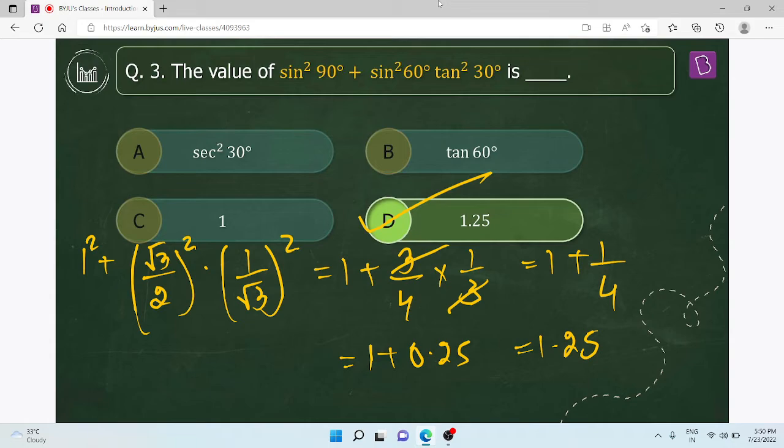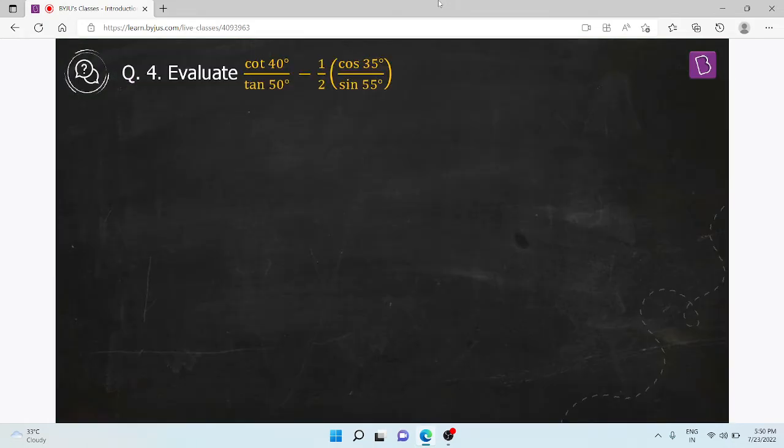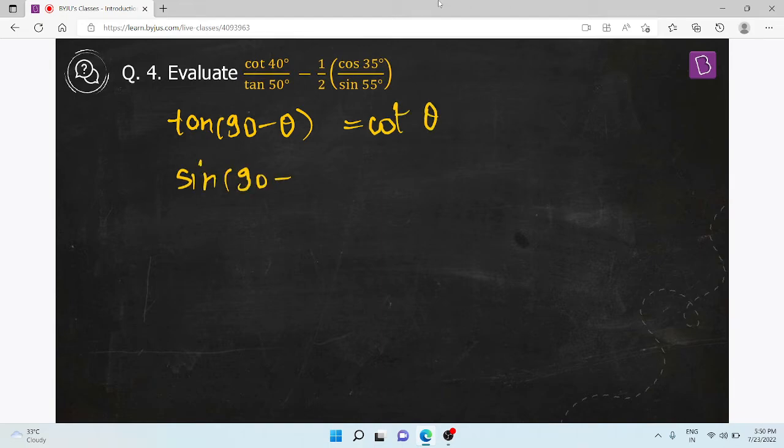Okay, so students, let's move on to our next question then. Question 4 of today's session. Cot 40 by tan 50 minus 1 by 2 cos 35 by sine 55. Students, we can use complementary ratios here again. We know that tan 90 minus theta is always equal to cot theta. In the same way, sine 90 minus theta is always equal to cos theta here.